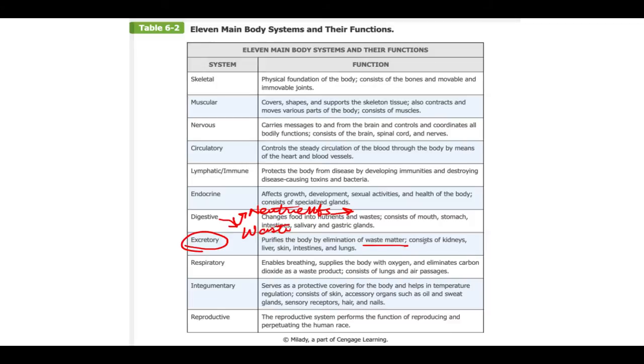And so this system consists of the kidneys, liver, and skin. Even skin excretes waste products that are harmful to the body. The intestines also do filtration. And the lungs breathe out waste products, for example, carbon dioxide. So we take in O2, and what do we release after that? Carbon dioxide.